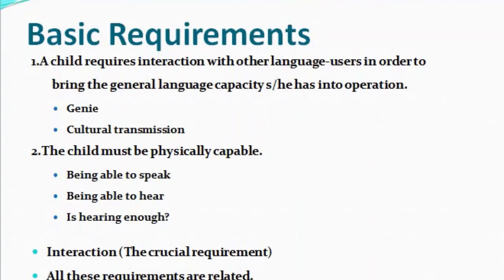Number two, the child must be physically capable. All the organs of speech should be safe and sound, should be ready to acquire language. The child should be able to speak and should be able to hear. And hearing, speaking, and interaction are all interwoven, interrelated together. They're related one to another. We cannot understand if we cannot hear. We cannot hear unless we can speak, and we cannot speak and hear unless we can interact. So these are the only two requirements for acquiring language.